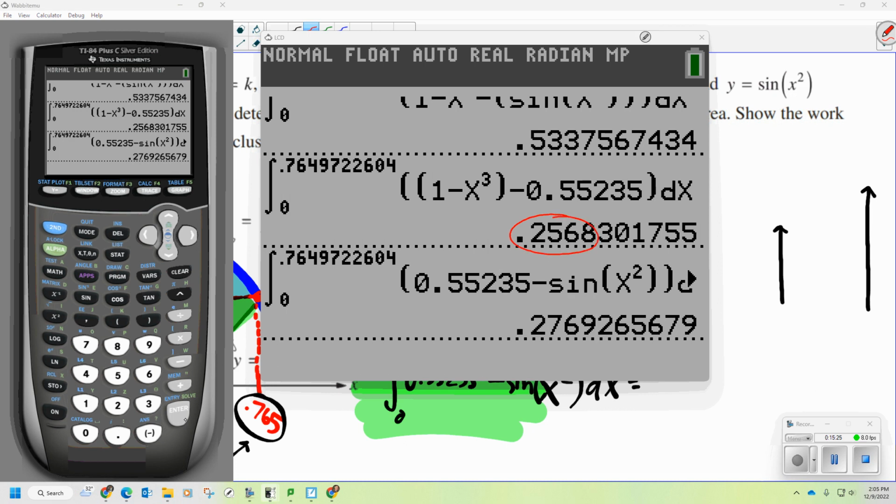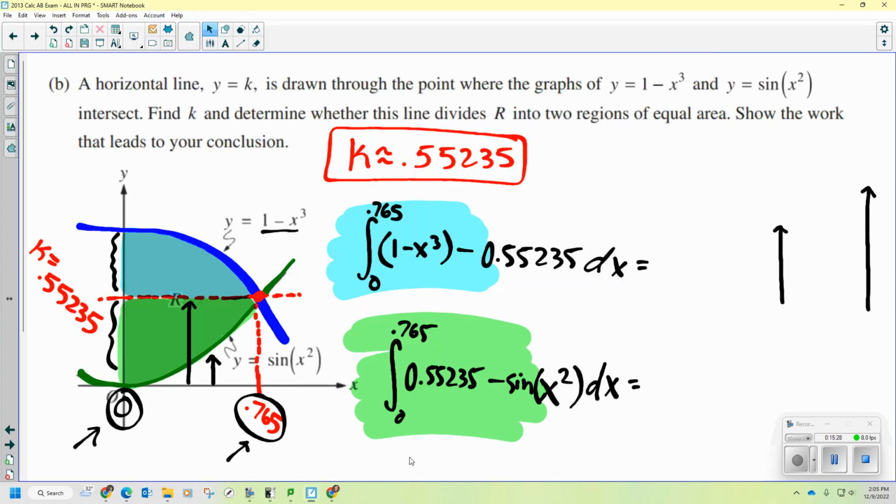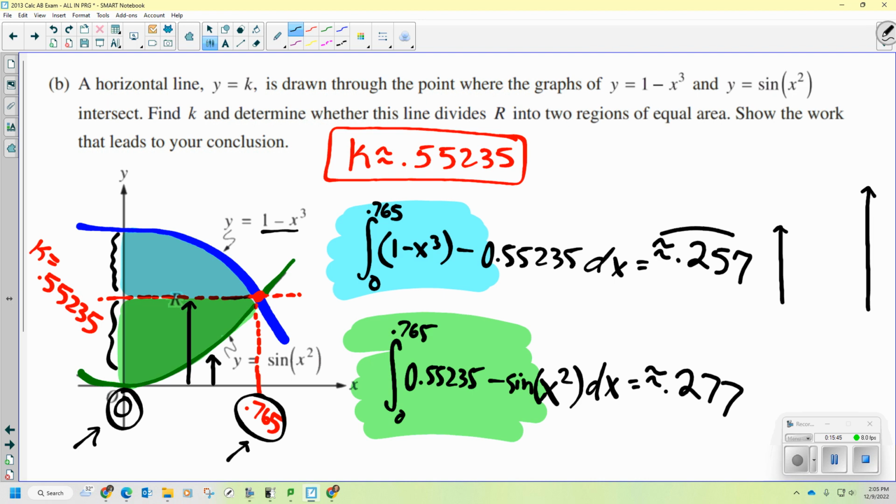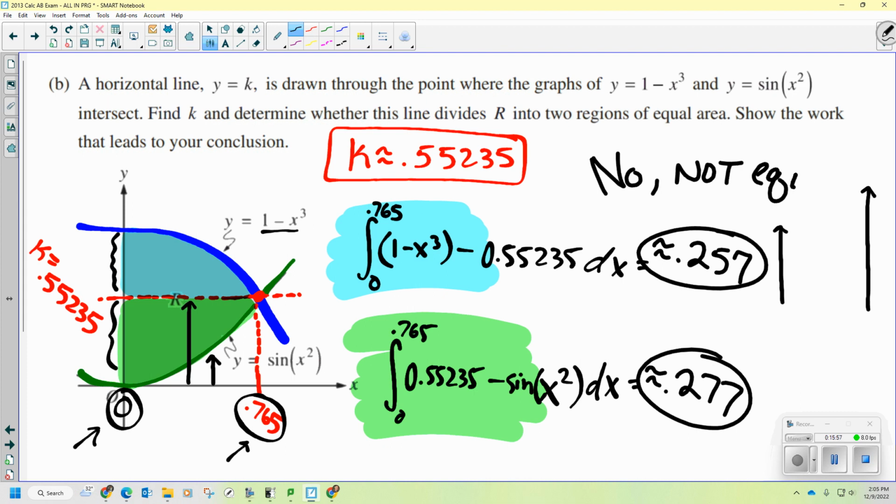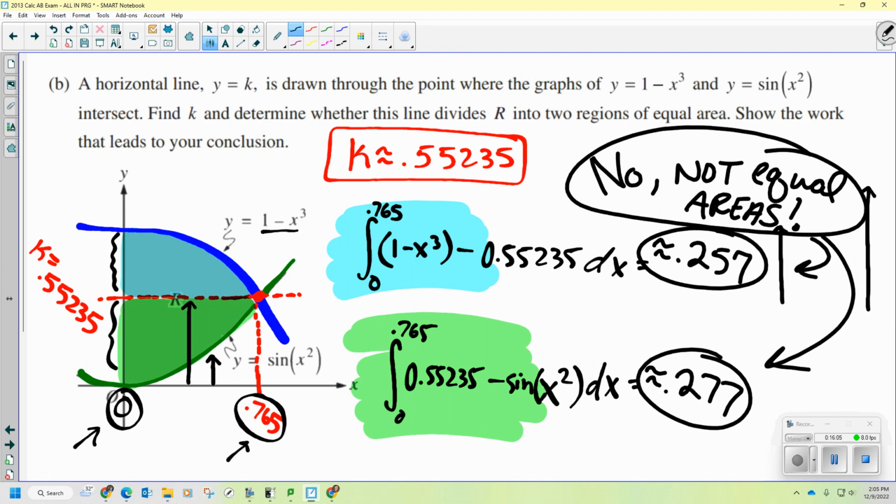These are my areas. Okay, so it's approximately 0.257 and approximately 0.277. So to show the work that leads to your conclusion, okay, and I'm just going to answer the question. Does it divide the region into two equal areas? No. Not equal areas, because we have two different areas.